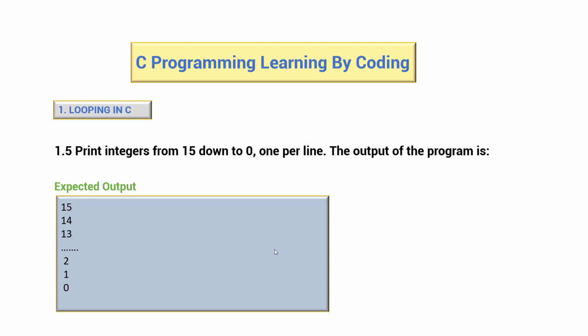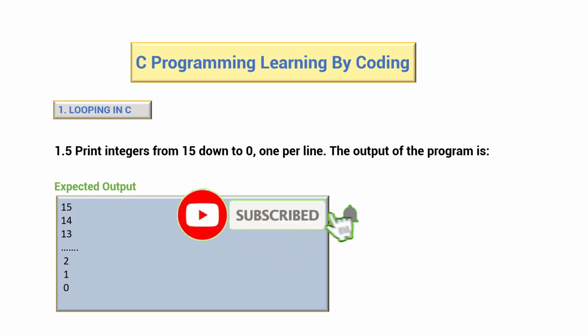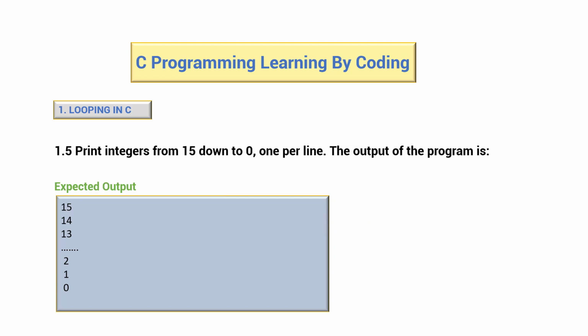In this tutorial, we're going to see how to print integers from 15 down to 0, one per line. The output of the program should look something like this. Now we have already done a similar tutorial where we printed integers from 0 to 14. And now you can use that program to modify it. Instead of printing from 0 to 14, now you can print from 15 down to 0, one per line. Now you should then be able to generate the following output.